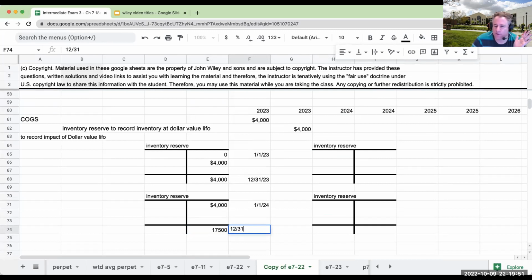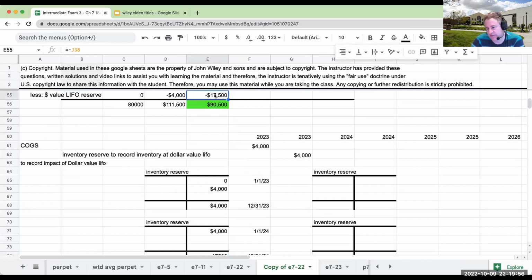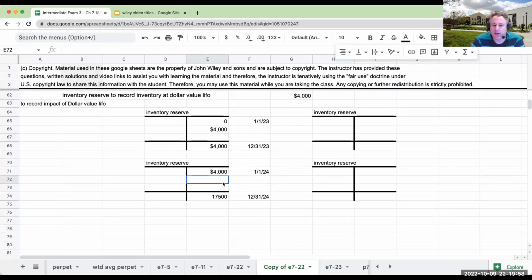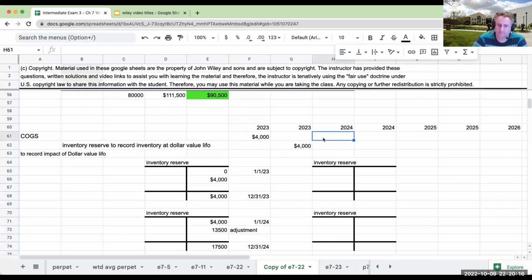On 12/31/24, the total amount of the reserve that I need is 17,500, but I already have 4,000 in here. So my adjustment for the current period is 4,000 plus what gives me 17,500. So I'm going to adjust this by 13,500. So my entry, when I come over here to record it, this is going to be 13,500. And over here, this is going to be 13,500. So that's my adjustment for the current year.